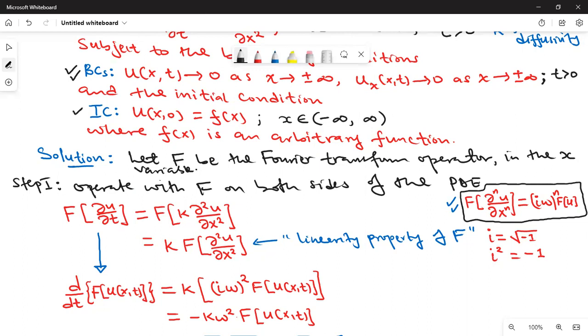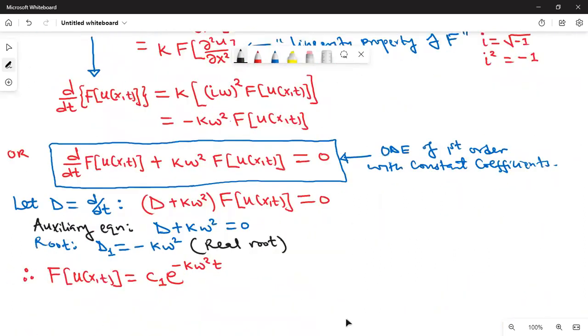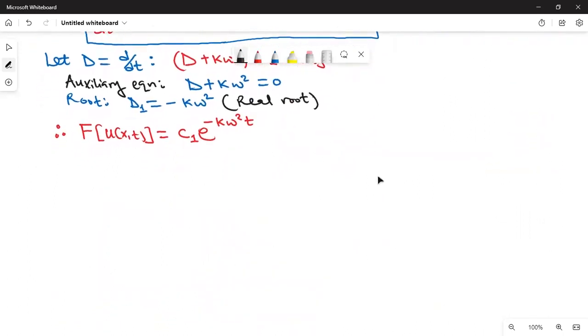So now we need to apply the initial condition so that we see whether we are going to get the arbitrary constant C1. So that will be step 2. Step 1, we have solved it. And now we have our solution in terms of the transform. So step 2, apply the initial condition.